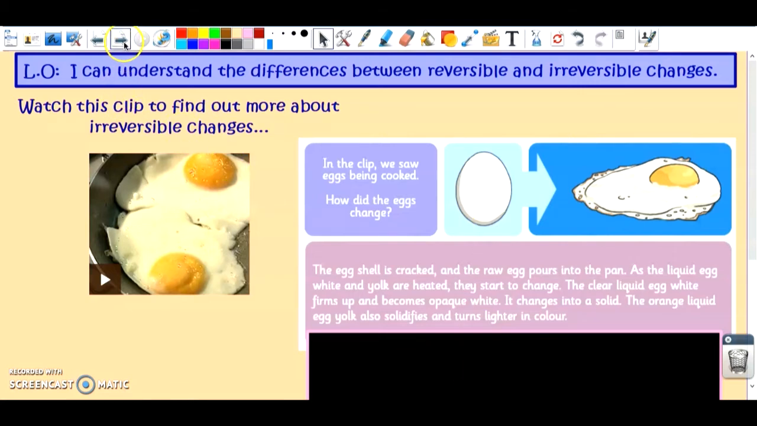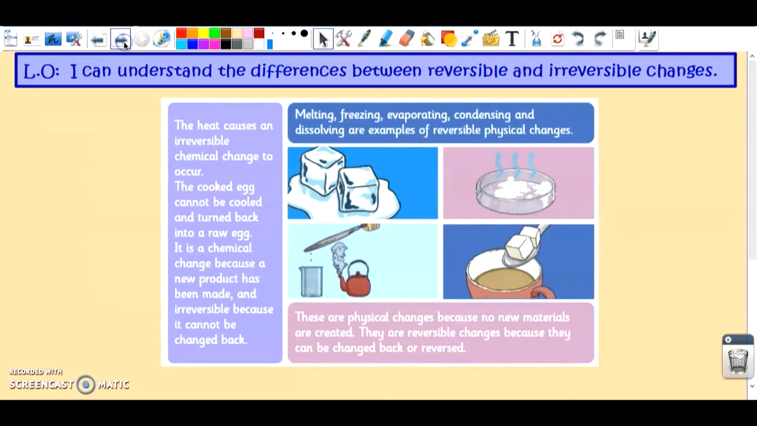So those are some of the changes in that irreversible change. Heat causes irreversible chemical changes to occur. The cooked egg cannot be cooled and it cannot be turned back into a raw egg, no matter how hard you try. It's a chemical change because a new product has actually been made, and irreversible because it cannot be changed back. In comparison then, here are some things which are reversible changes: melting, freezing, evaporating, condensing.